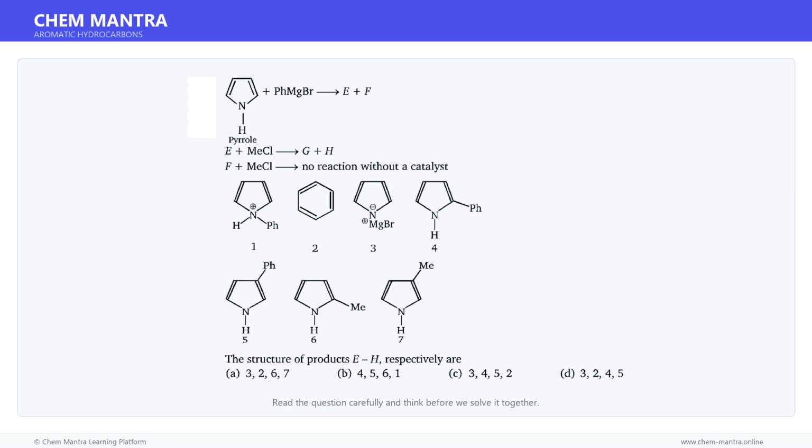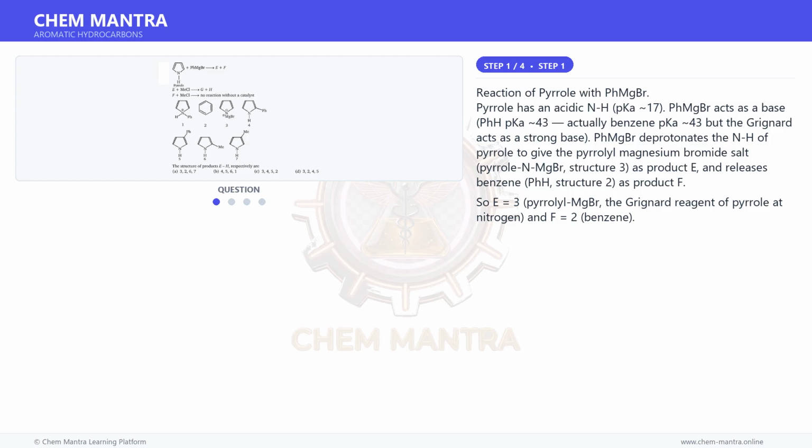Here is a question. Read it carefully and think about the answer. Let us solve it step by step. Let us begin solving this step by step. Reaction of pyrrole with PhMgBr.